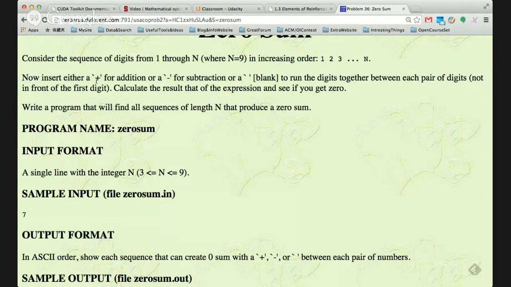Now insert either a plus for addition, a minus for subtraction, or a blank to run the digits together between each pair of digits, not in front of the first digit, of course. Calculate the result of that expression and see if you get 0. Write a program that finds all sequences of n that produce a zero sum.